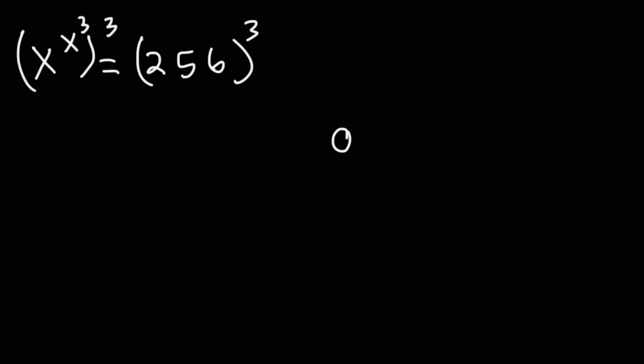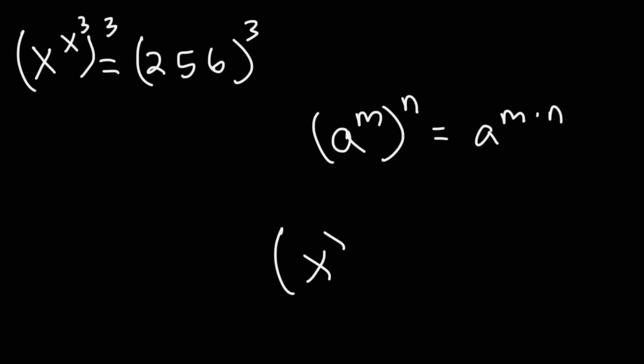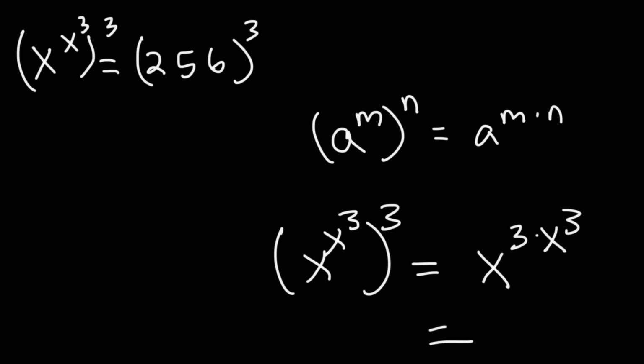Now, if you recall, when you raise one exponent to another exponent, you need to multiply the two exponents. So a to the m raised to the n is equal to a raised to the m times n. So x raised to the x cubed raised to the third power is x raised to the 3x cubed. It is not x raised to the x to the 9.